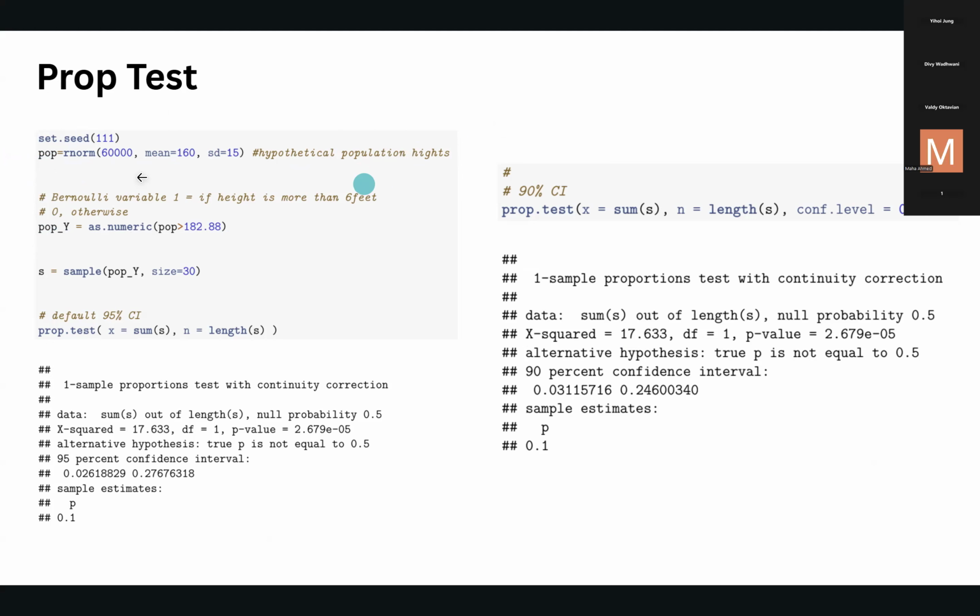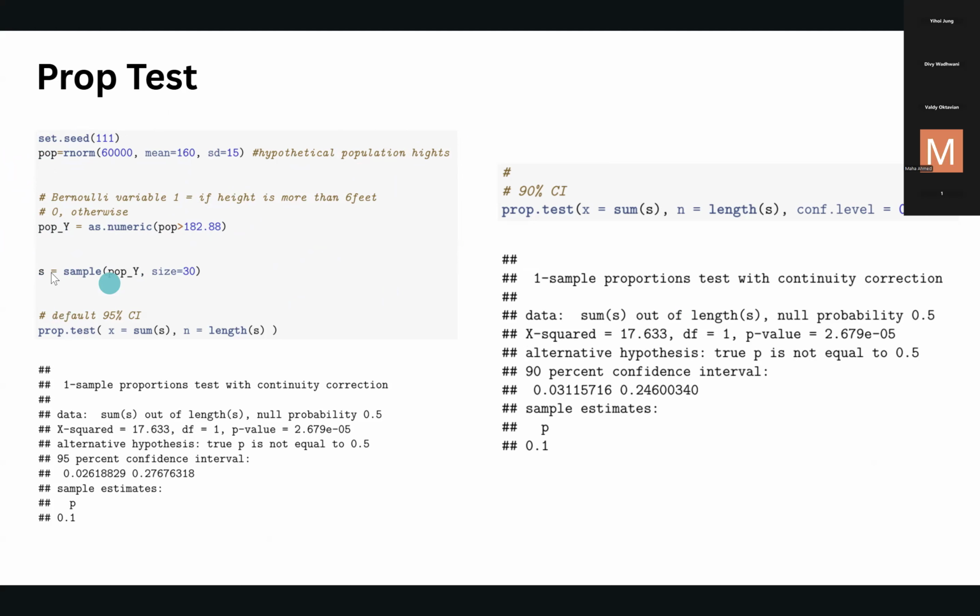But now we make it a Bernoulli variable, because for a proportion you just need to count how many are above something divided by the total population. So in this case, we define it as: if you're above 182, you'll be counted as 1. If not, you'll be 0.